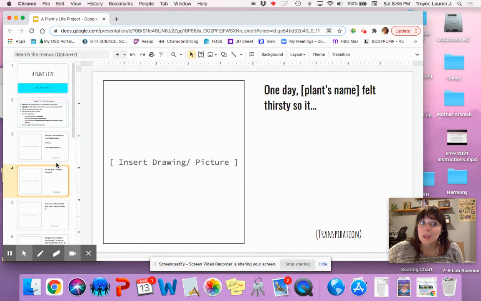Okay, so use your resources. I don't expect you to remember all the parts of it, but I do expect you to use your resources to have some good sciencey stuff in here about how the plant gets water. Okay?